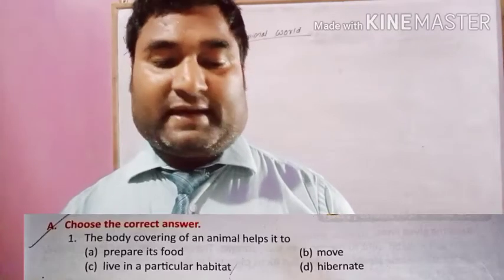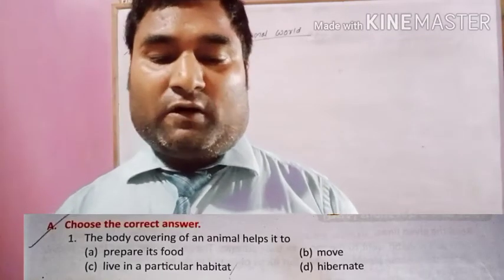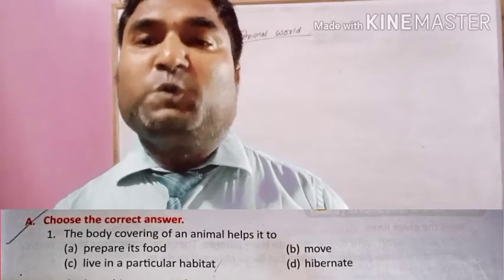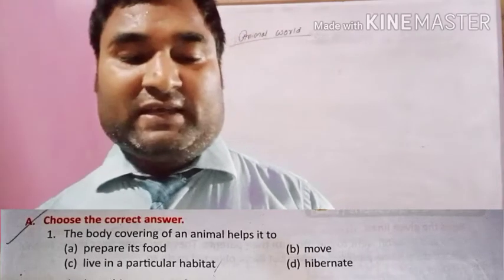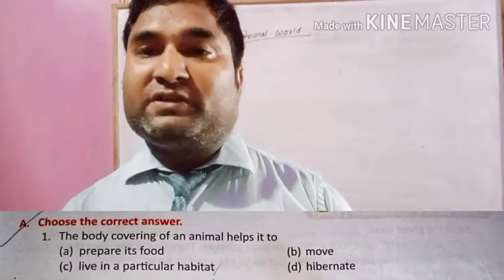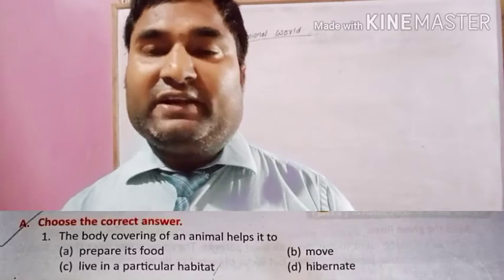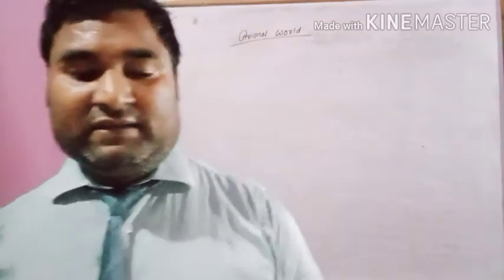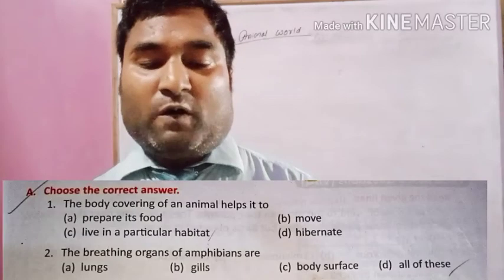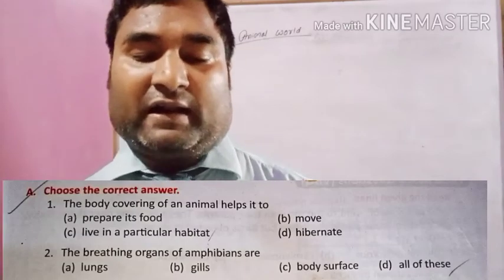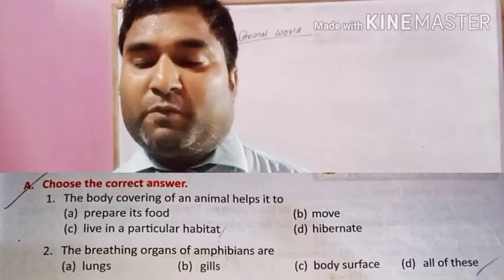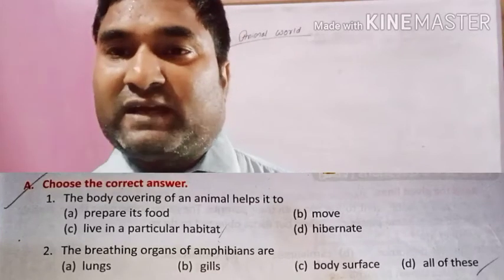Choose the correct answer. The body covering of an animal helps it to: first, prepare its food; second, move; third, live in a particular habitat; fourth, hibernate. Answer will be live in a particular habitat. Second question, the breathing organs of amphibians are lungs, gills, body surface, all of these. Answer will be all of these.